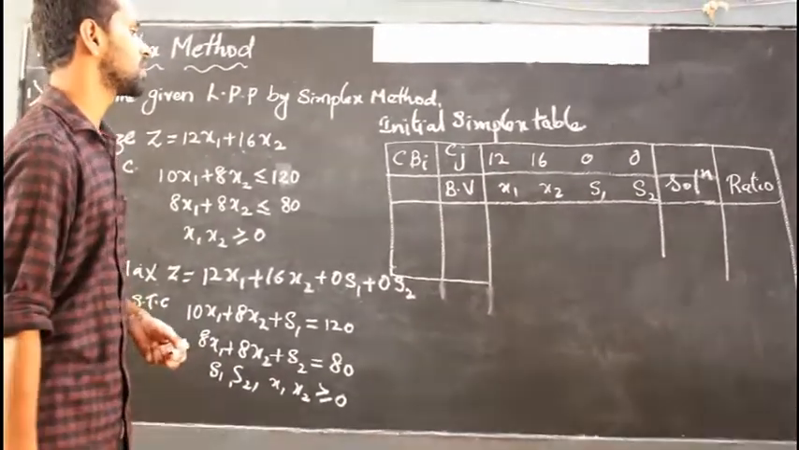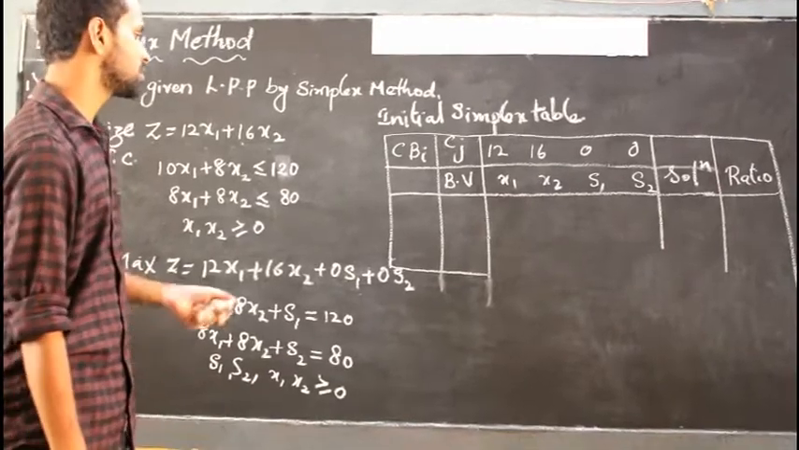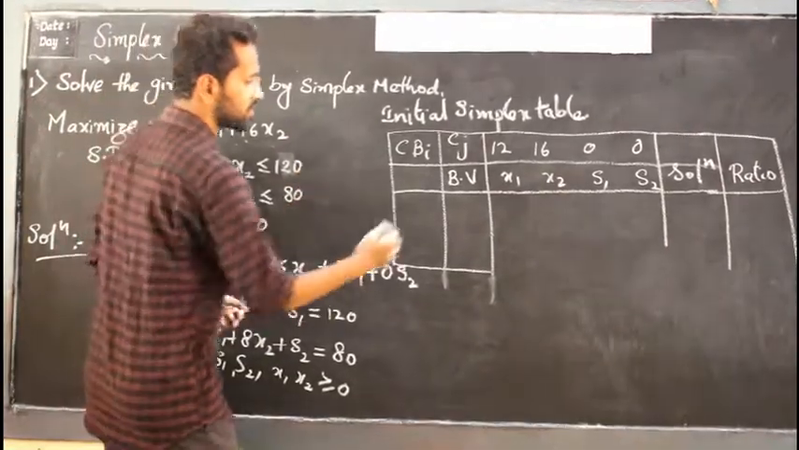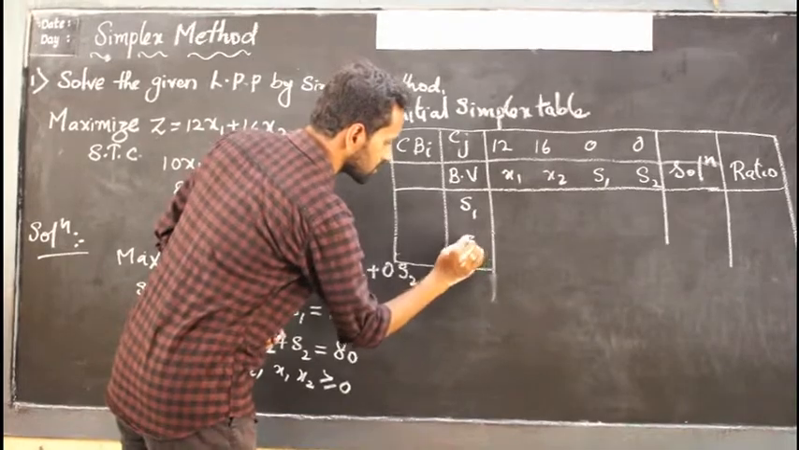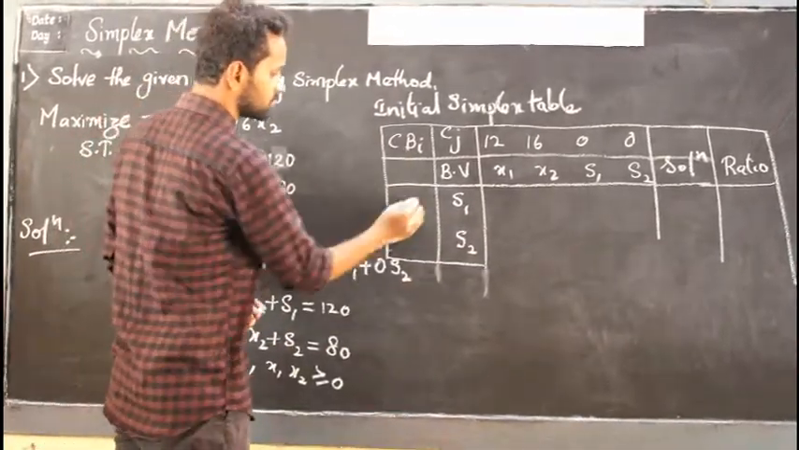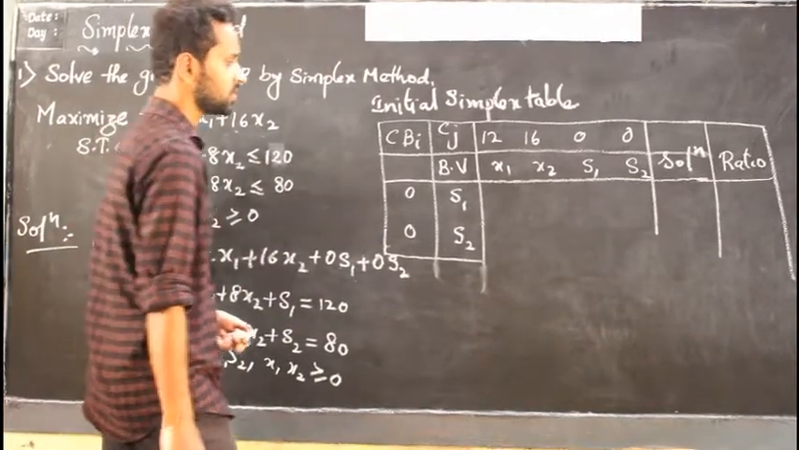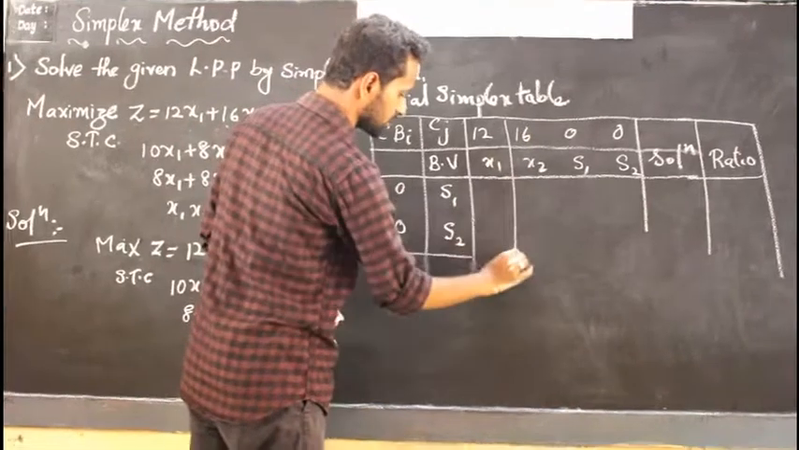Now what is the basic variable? The basic variables are the ones I introduced newly, whose coefficients are 0. So I should consider s1 and s2 as the basic variables. The coefficients of the basic variables are 0, 0 here. Is it clear? So this is the case, and I can make the columns which we require.